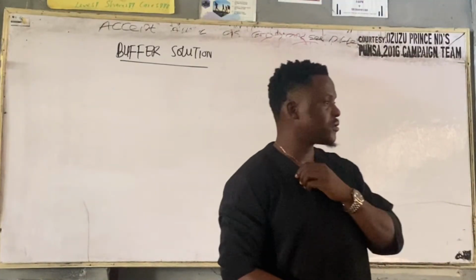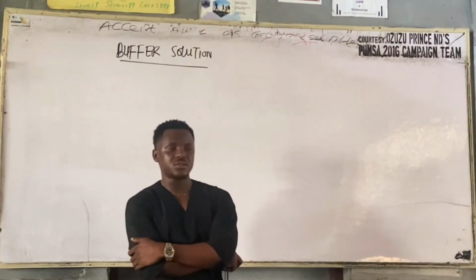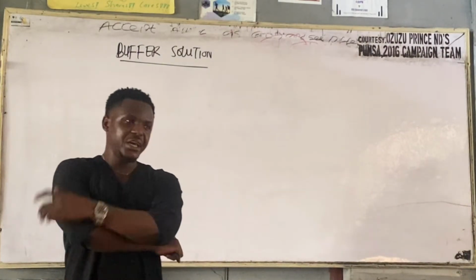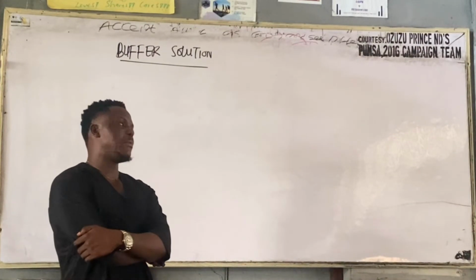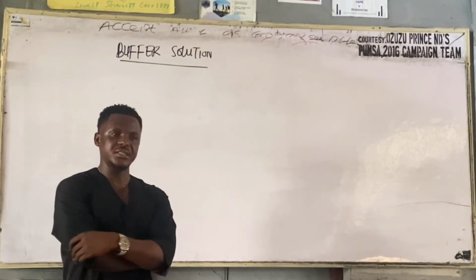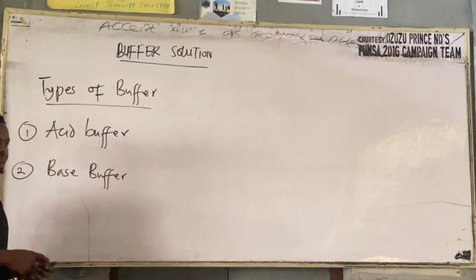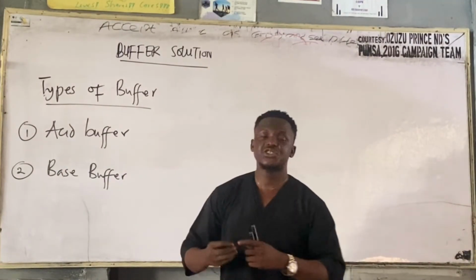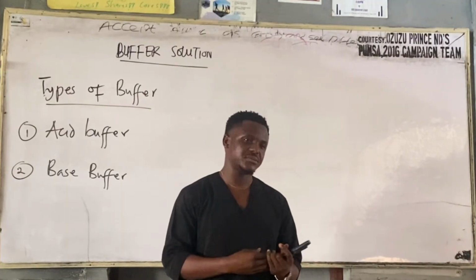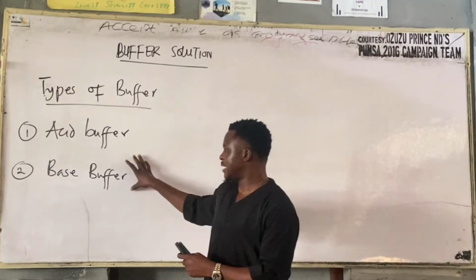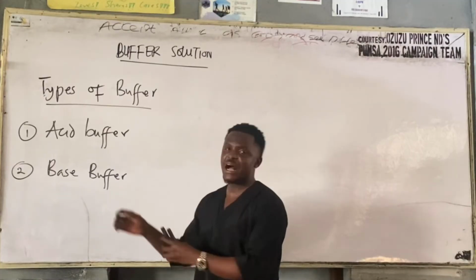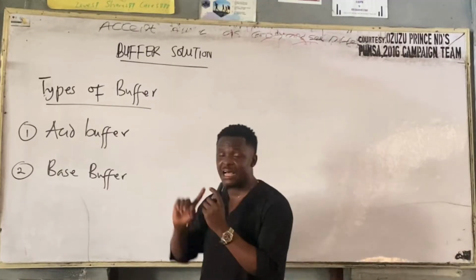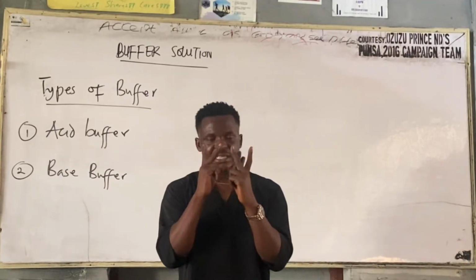Buffer solution. A buffer solution is a solution that can resist change in pH when a small amount of an acid or base is added to it. Let me explain this. In an acidic buffer, the buffer action occurs at pH less than 7, whereas in a basic buffer, the buffer action occurs at pH greater than what? 7.